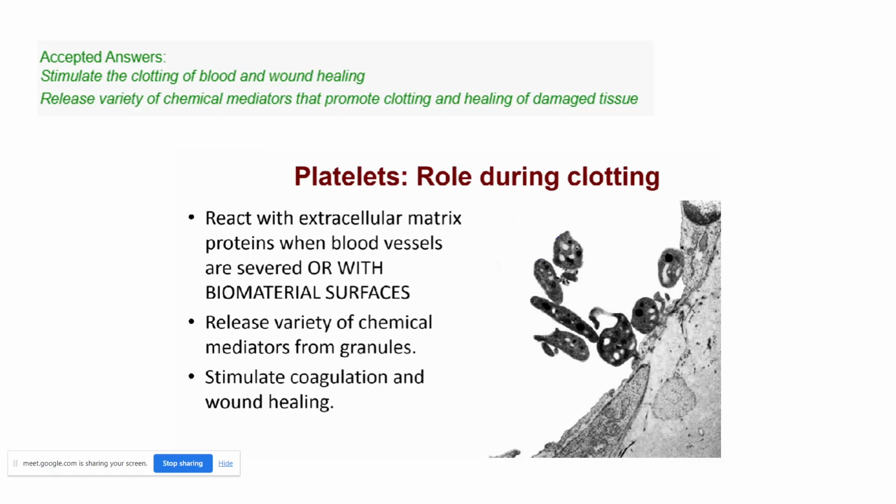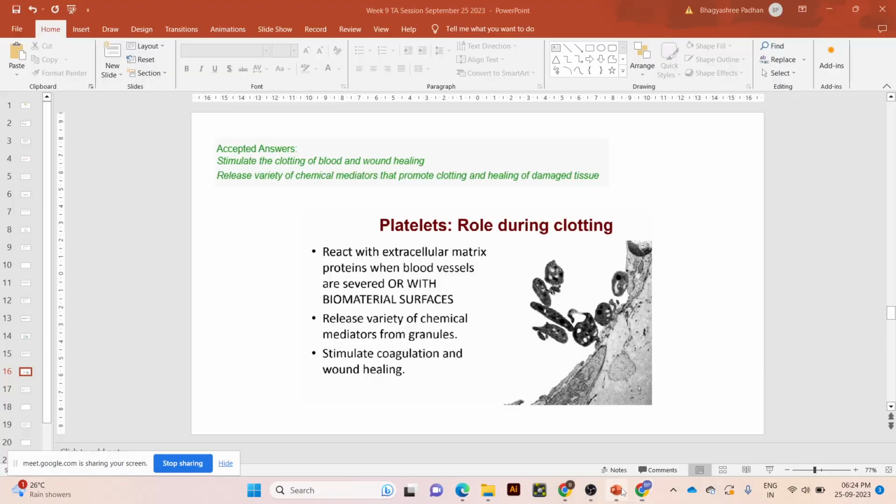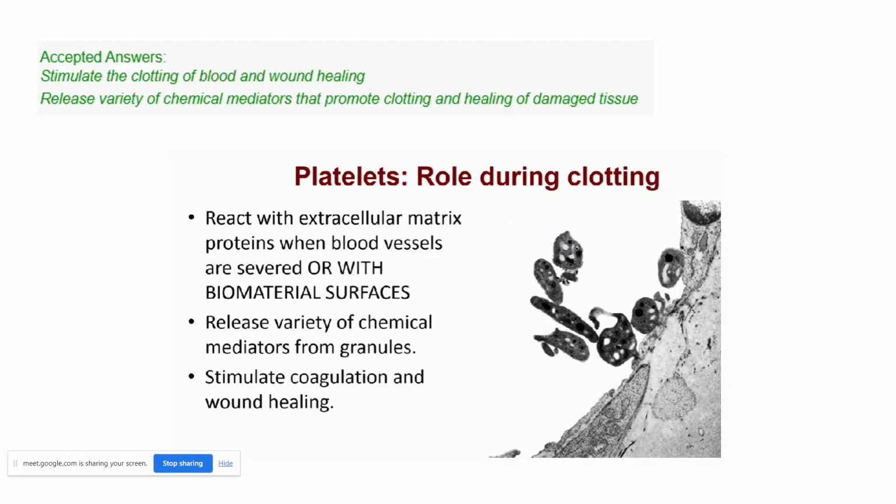Platelets stimulate the clotting of blood and wound healing, and they release variety of chemical mediators that promote clotting and healing of damaged tissue. So these are the three functions. It reacts with ECM, extracellular matrix proteins, when blood vessels are severed or with biomaterial surfaces, and it releases variety of chemical mediators, and it stimulates coagulation and wound healing. Okay.